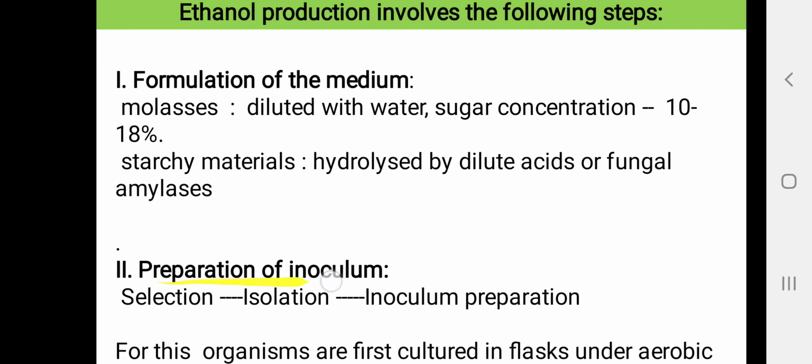Second step is preparation of the inoculum, that is the mother culture or the starter culture. So suitable microorganism has to be identified to be used. It has to be selected. After selection, it has to be isolated, that is to get the pure culture. And when pure culture is obtained, then the mother culture or the starter culture has to be prepared on a pilot scale. So that is called the process of preparation of the inoculum. For this, the microorganisms are cultured in flasks under aerobic conditions.